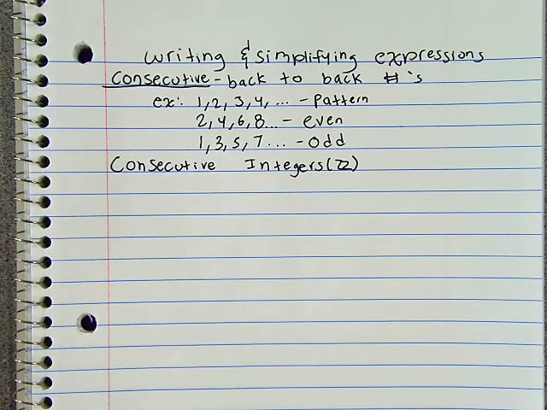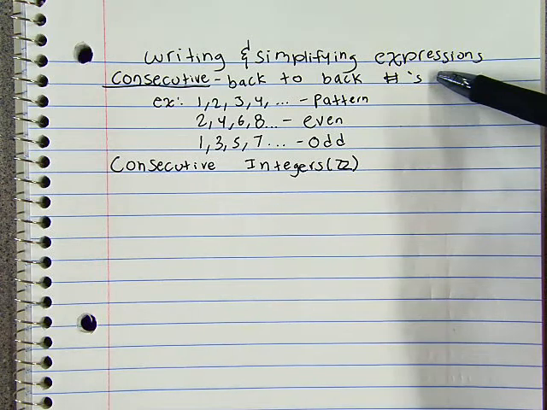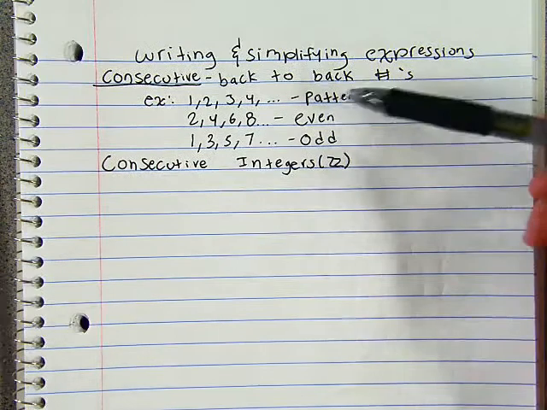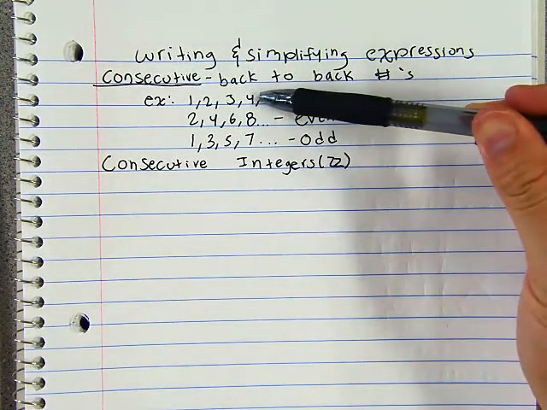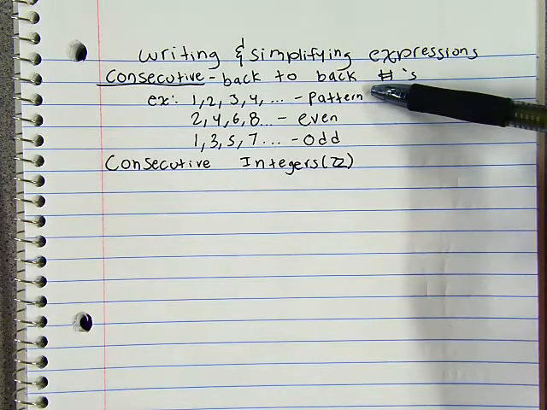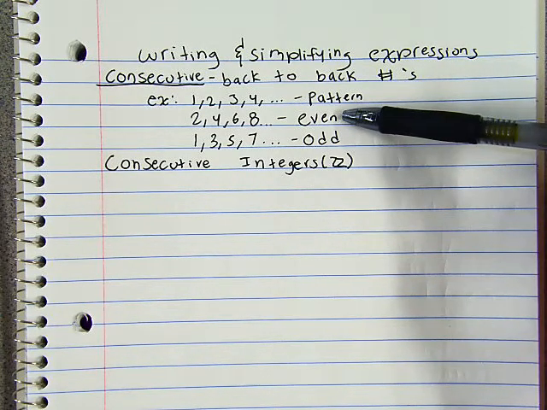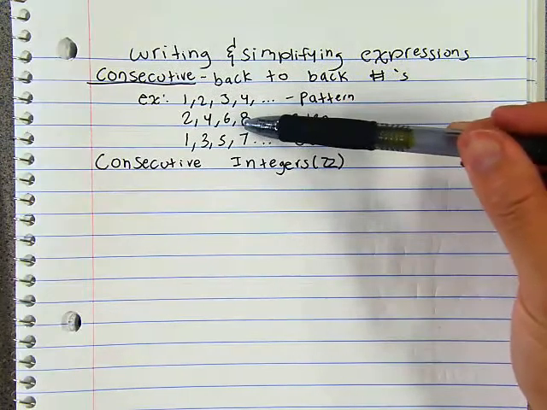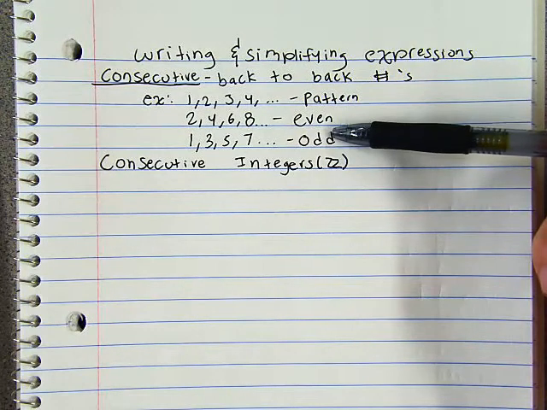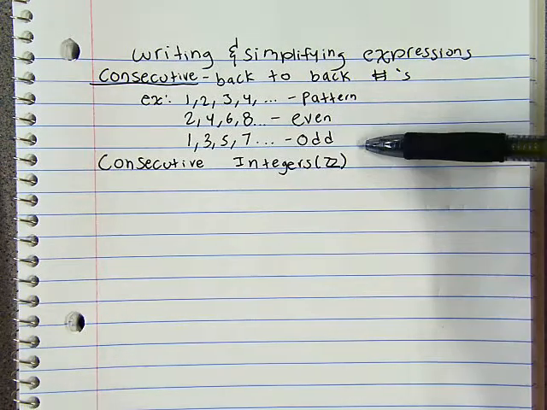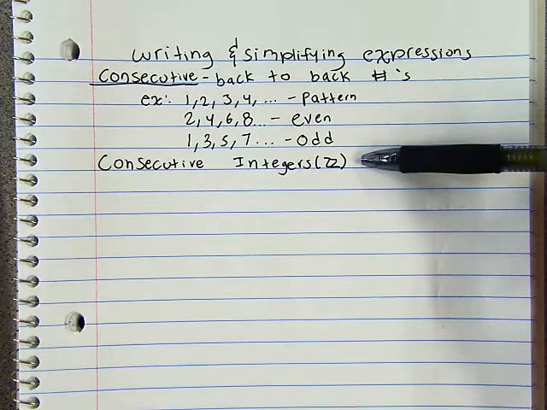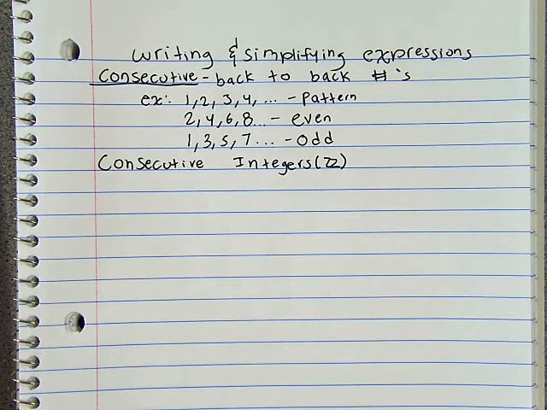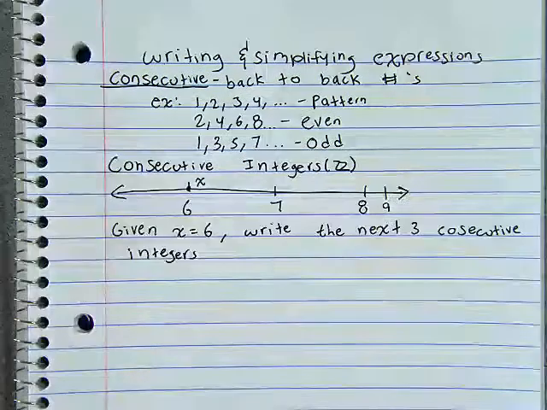Simplifying expressions, but before we do that, we have to talk about some vocab. Consecutive means back-to-back numbers, and some examples that we can talk about are literally 1, 2, 3, 4, and following that type of pattern. We could talk about consecutive even numbers, so 2, 4, 6, 8, and so on, or the same thing with odd numbers, 1, 3, 5, 7. We're specifically going to be talking about consecutive integers and how to write them in an algebraic expression.